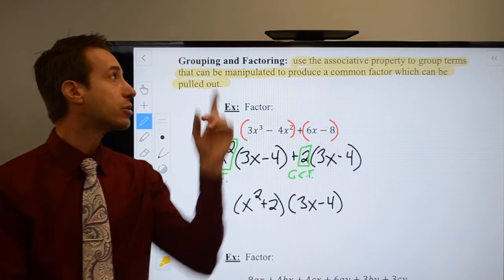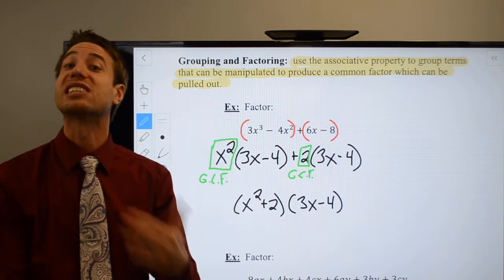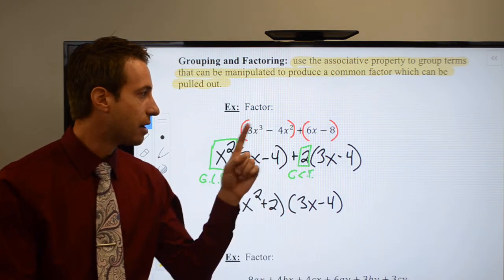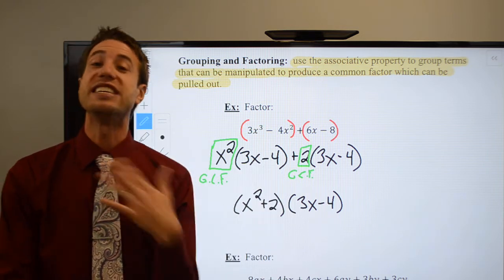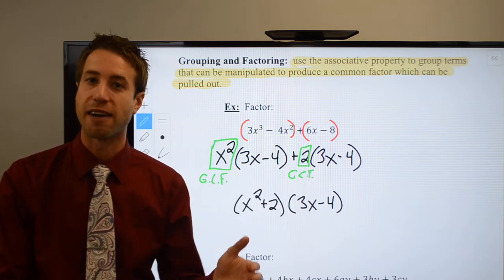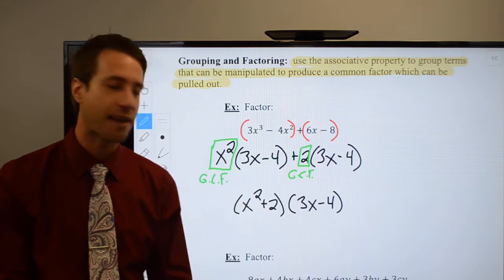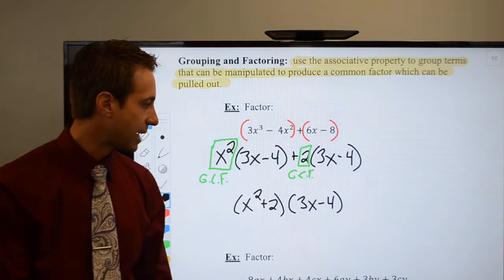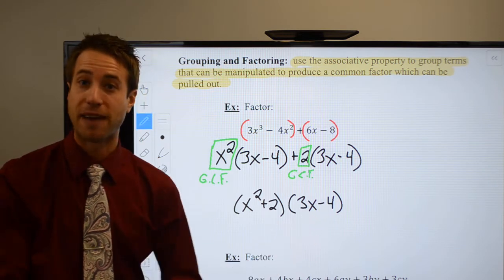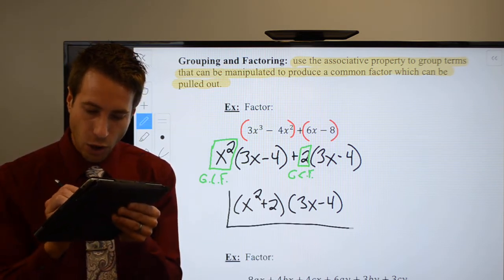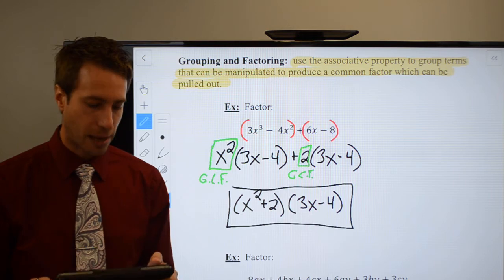So I have now used the group and factor method to successfully factor this polynomial, which initially had no GCF, but using the group and factor method, I was able to group together terms that did have a GCF and work my way down to this as my factor. So there you go. We'll practice this a few more times on a couple other problems.